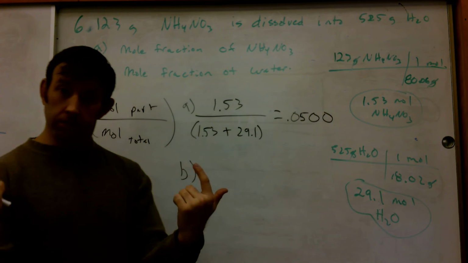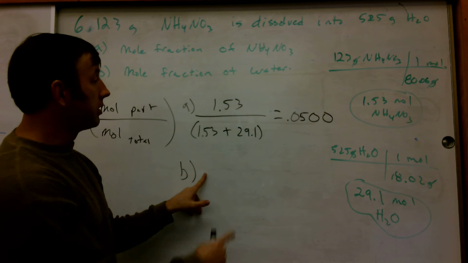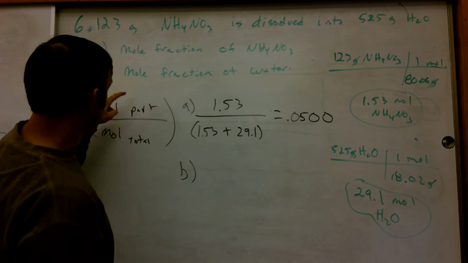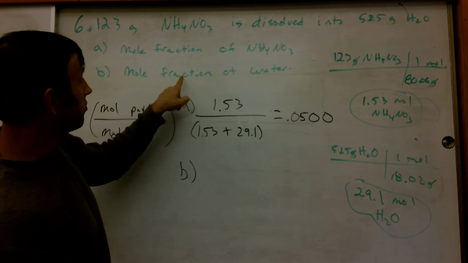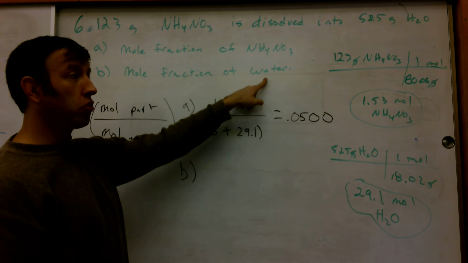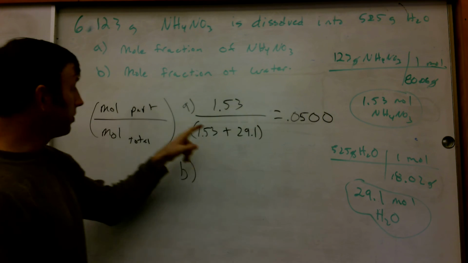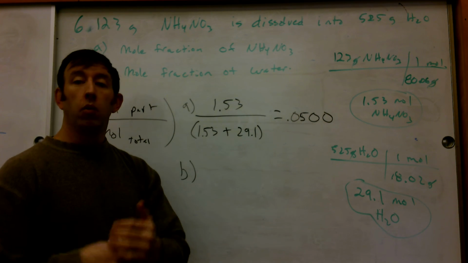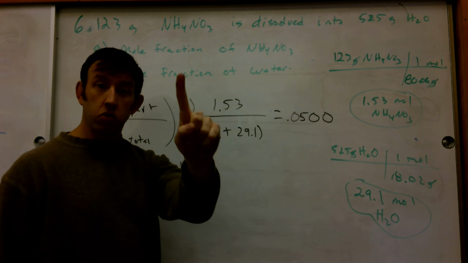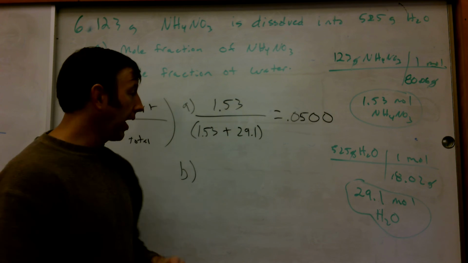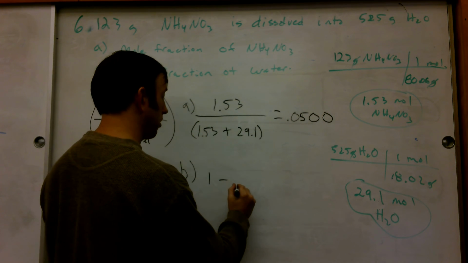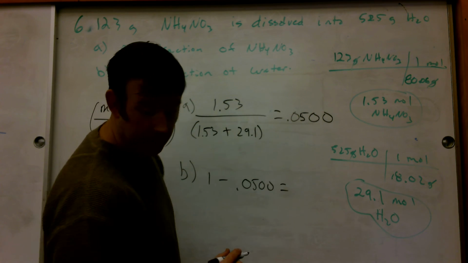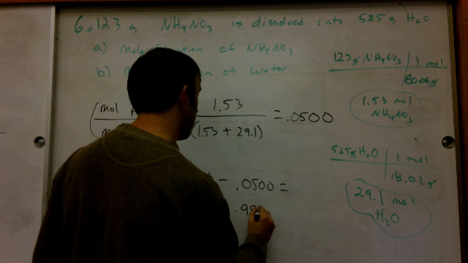Now for part B, we could do this one of two ways. We can do this either way, all right? I can take the same equation right here, and I can take 29.1 and put it on top, because in this case, I'm looking for the mole fraction that is water, so the moles of part would be for water, so it'd be 29.1 over the total. Or, because with fractions, all the parts should add up to 1, right? I can just go 1 minus 0.0500, right? And that would give me 0.9500.